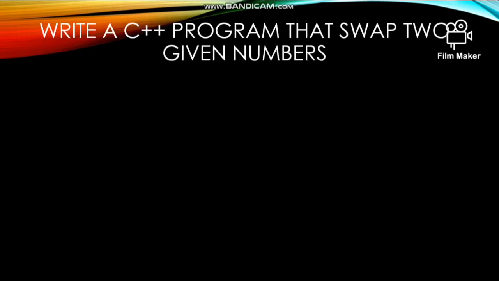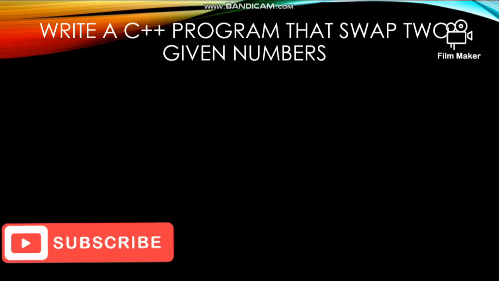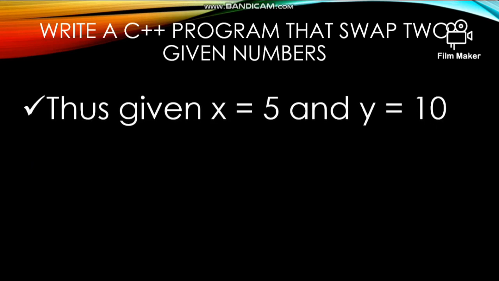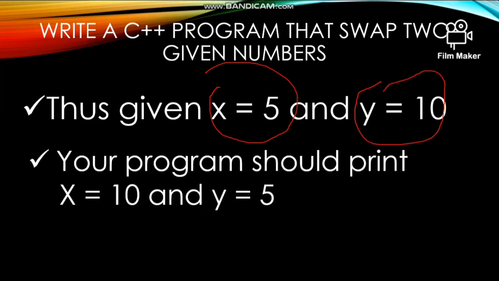Today we have a little task to perform using the C++ programming language, and our task is to write a C++ program that swaps two given numbers. What am I saying? Suppose you are given x equal 5 and y equal 10. Now, how do you swap it such that when your program is printing, it will print x equals 10 and y equals 5? Follow this video. If you have your compiler, you can start your compiler, watch step by step and do it yourself.